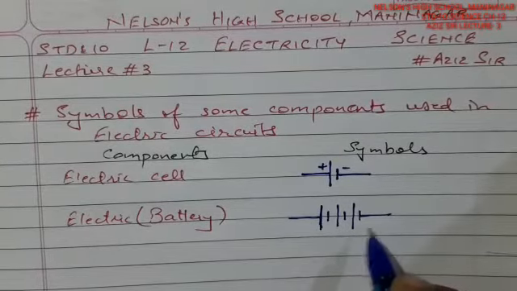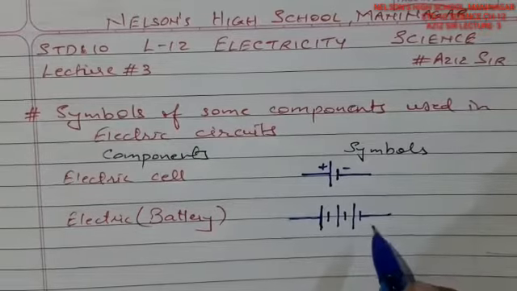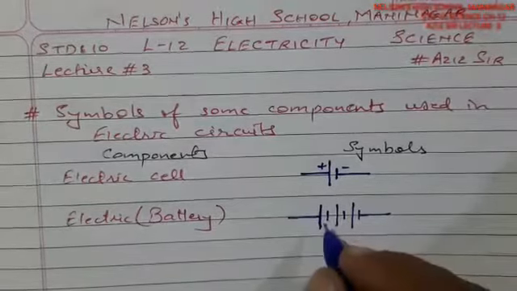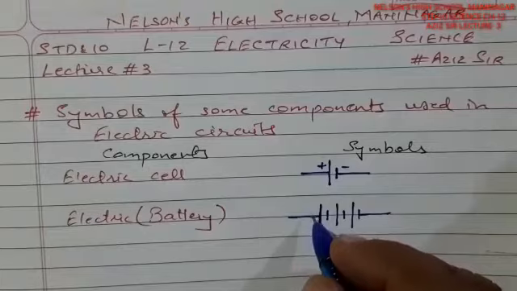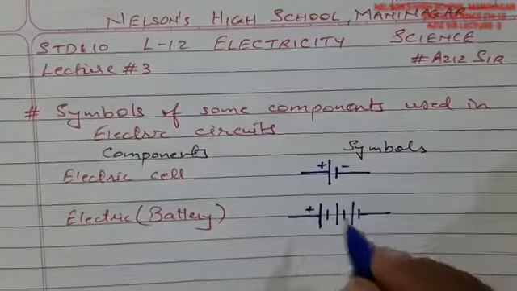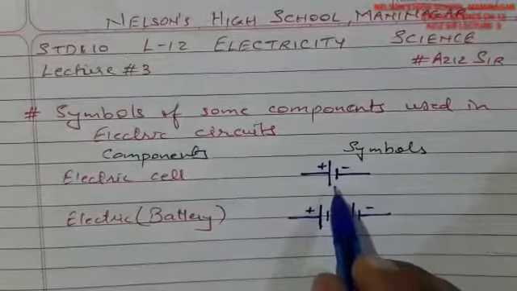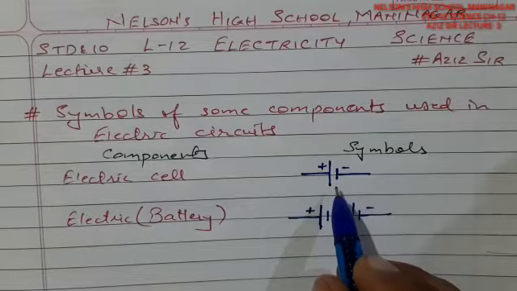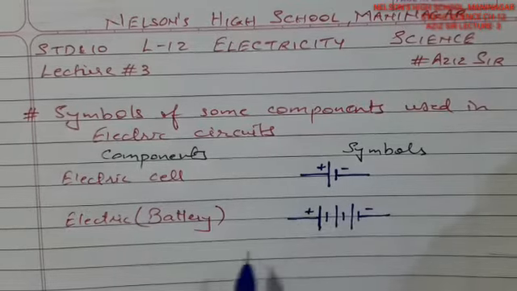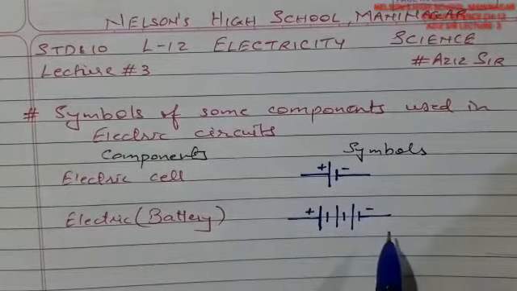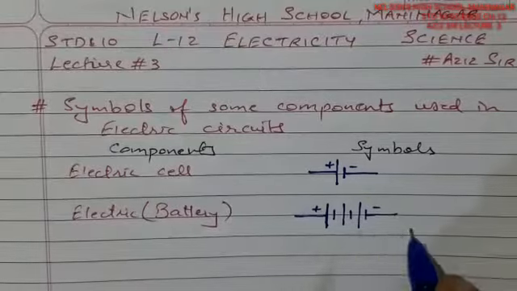So if 6 cells are there, then it will be 12 volt. Here there are 3 cells, so this will be 6 volt battery for generalization, because generally there are 2 volt batteries available in the market. So this is again a positive terminal and a negative. What is the difference between cell and battery? A cell is a single one which is having one positive and one negative terminal, and battery is multiple cells arranged in series.